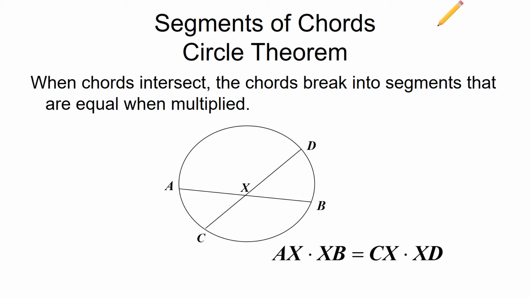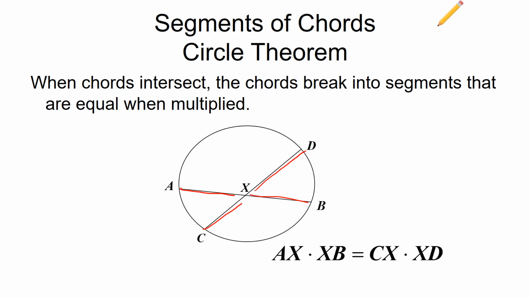So with that in mind, the first part of the theorem is segments of chords. Remember that chords are line segments that are within a circle. When chords intersect in the circle, the chords break into segments that are equal when multiplied. So this piece times this piece of that chord is equal to this piece times this piece of that chord. So AX times XB is equal to CX times XD.